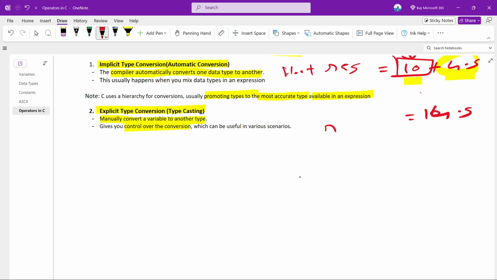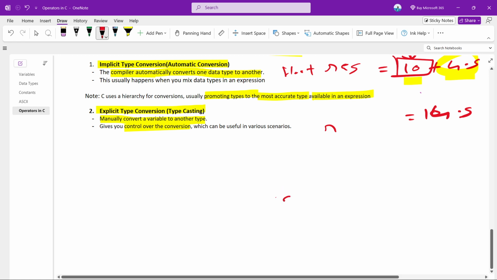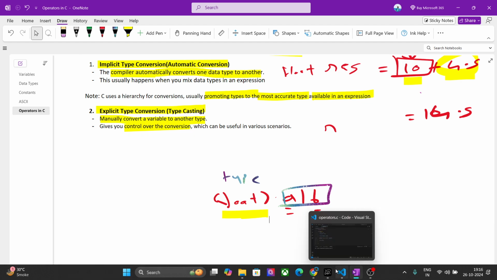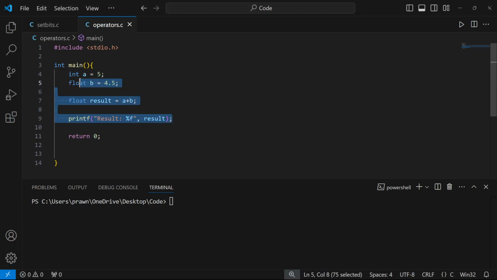Let's say I want to divide a by b, and a and b are both integer values. How should I convert them into decimal? It's very simple. I will use the float data type enclosed in brackets. This is known as typecasting. This is the type, and this is the value. So this will be typecasted to a floating point value. This is the syntax. Let us see this also with the help of a simple program.